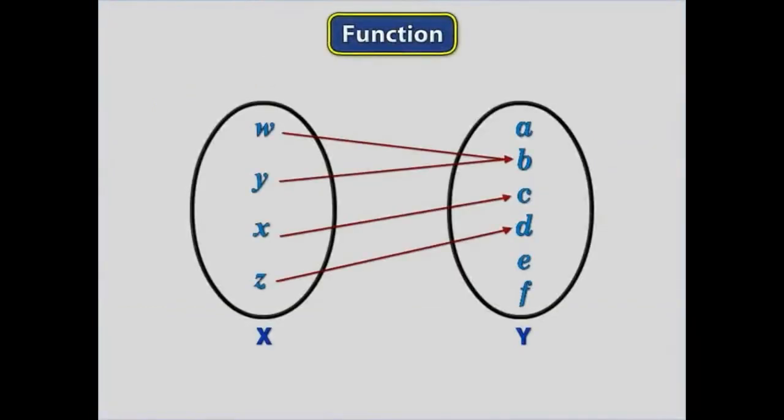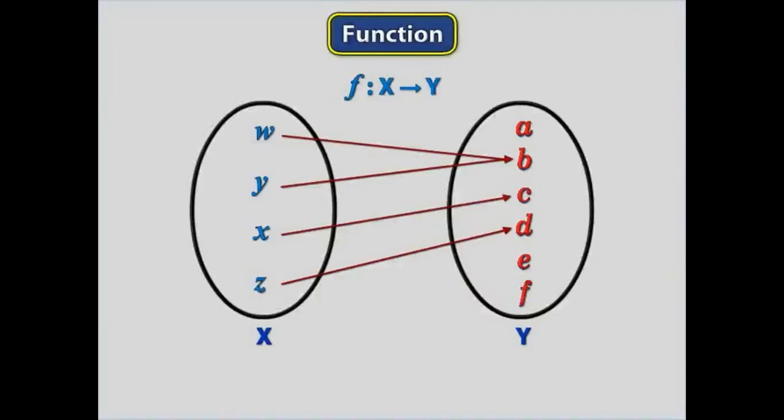Recall that a function is a relation in which each input is related to exactly one output. Suppose we have a function f that maps a set x to a set y. The set of all inputs of a function is the domain of the function. The set of all possible outputs of a function is the codomain of the function. The set of actual outputs of a function is the range of the function. If x is the input to the function f, then f of x represents the corresponding output.